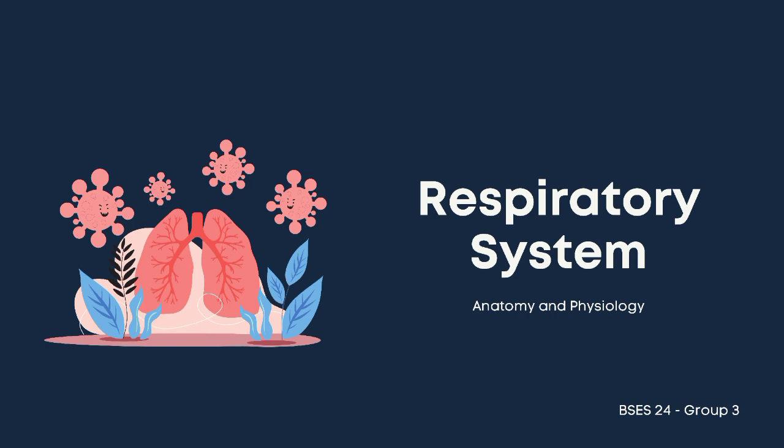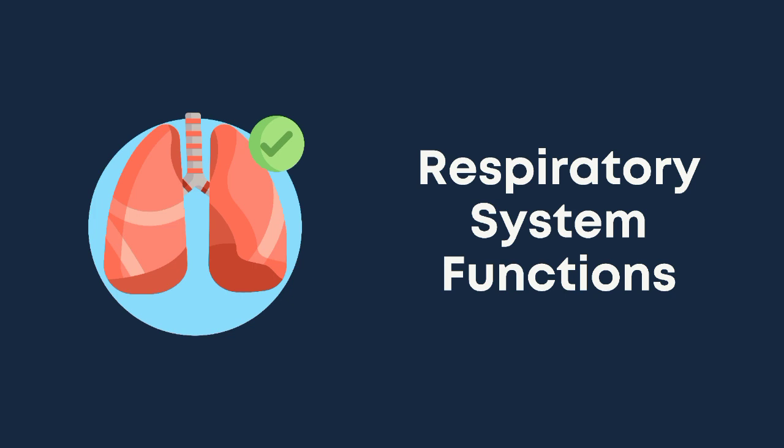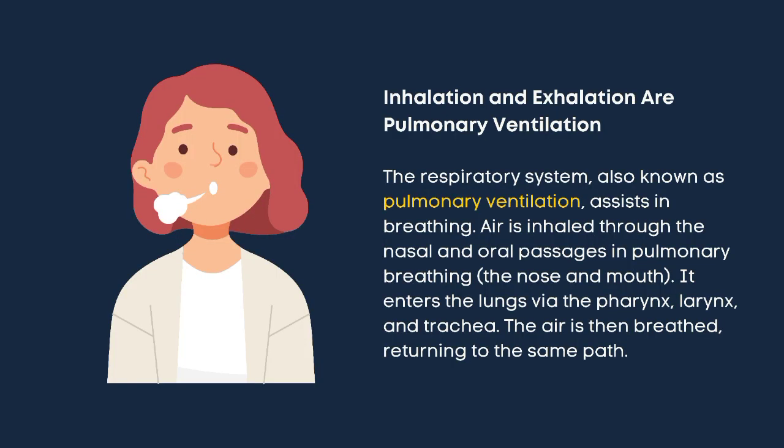Before we start, let us first define what the respiratory system is. The respiratory system is the network of organs and tissues that help you breathe. It includes airways, lungs, and blood vessels. Next is the respiratory system function. It's also known as pulmonary ventilation.